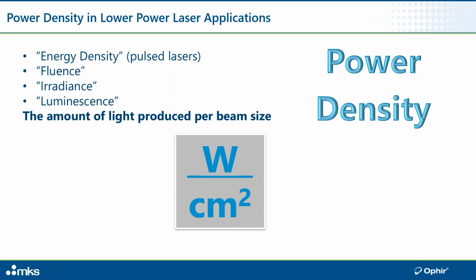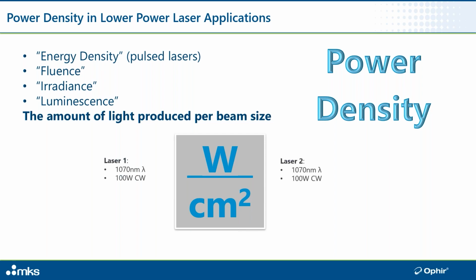but it's the amount of laser light in watts. It could be joules, it could be kilowatts, it could be milliwatts, but per centimeter squared, per surface area of the beam being applied. In this case, it's watts per centimeter squared. It could be inches squared, whatever else.